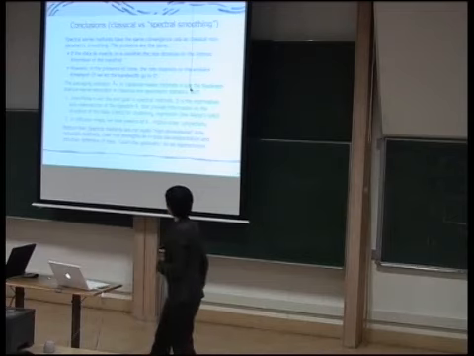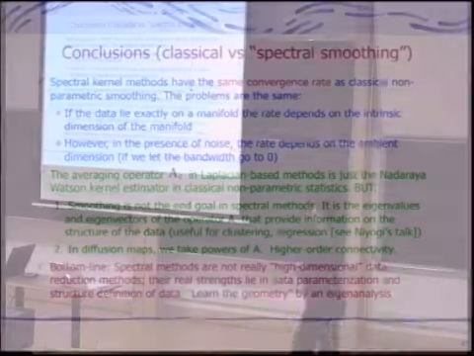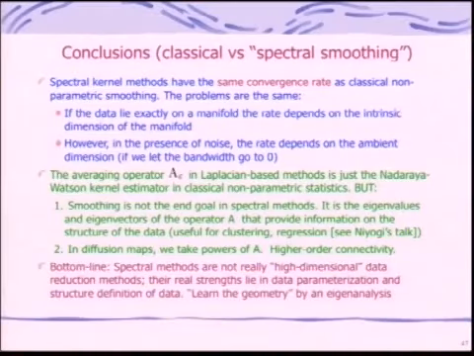So the bottom line here is that spectral methods are not really high-dimensional data reduction methods, because the convergence rate is not very fast in high dimensions. However, the real strengths lie in data parameterization and the structure definition of the data. Remember that dumbbell example where you unravel the kind of structure you have. The point is that you learn the geometry by an eigenanalysis.